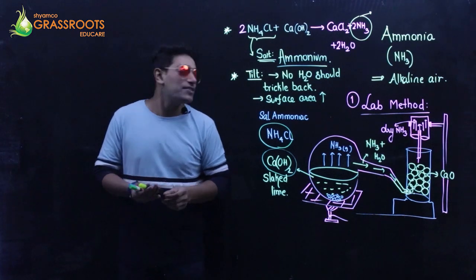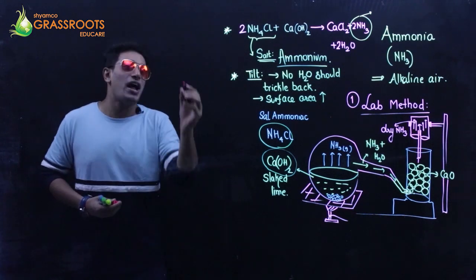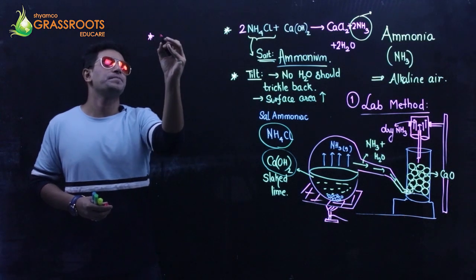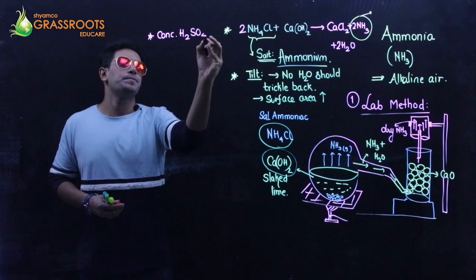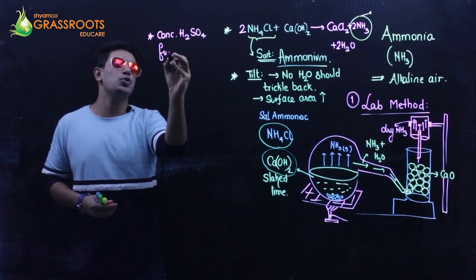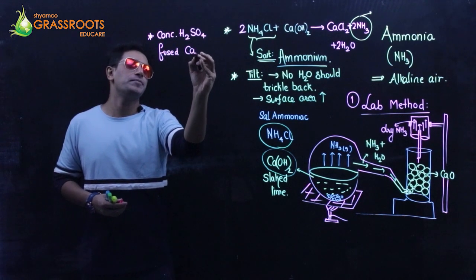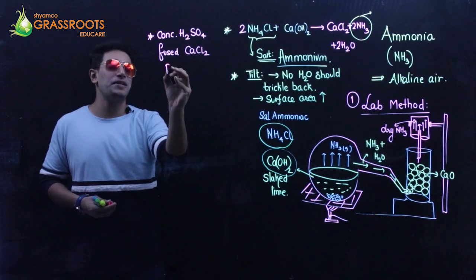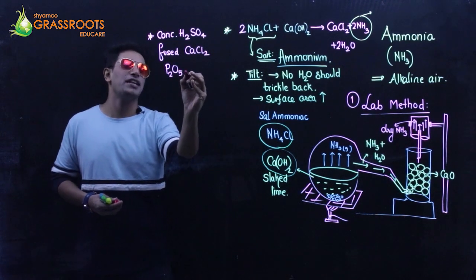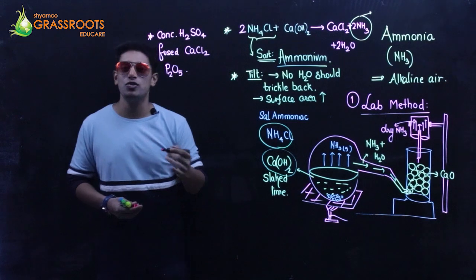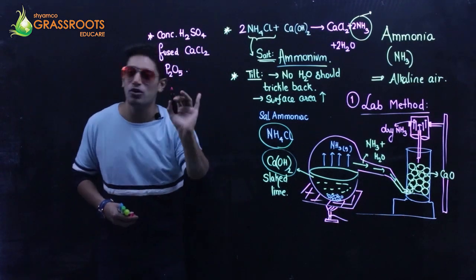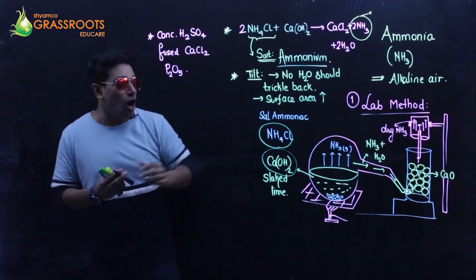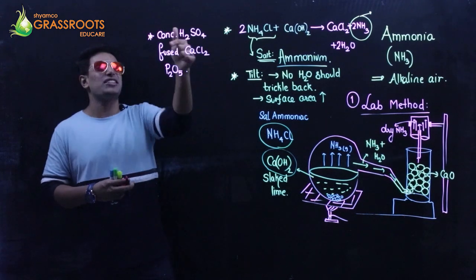I guess we can use drying agents like conc H2SO4. We can use fused calcium chloride. We can use P2O5. Yeah, of course we can. These are the three drying agents which are an alternative. But I'm sorry, I'm not going to use them. Reason? Ammonia reacts with them.